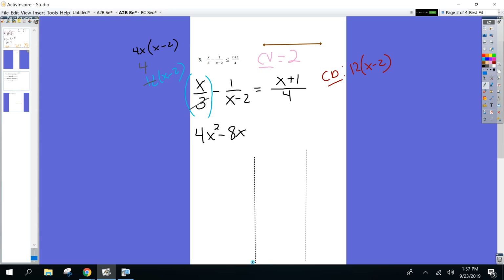Take the 2 easiest and multiply it, and then multiply it with the third one. Next. What's going to, oh, this one's nice, huh? 12 times x minus 2. What will cancel out here? This is real nice on this one.